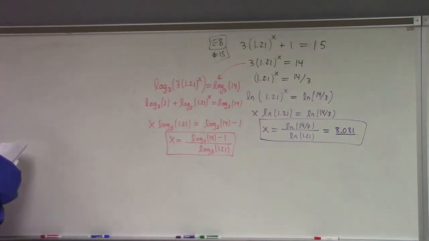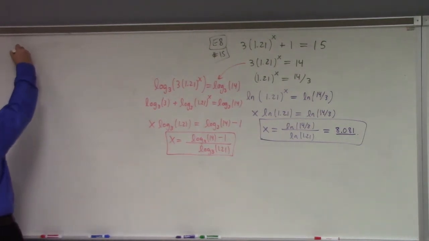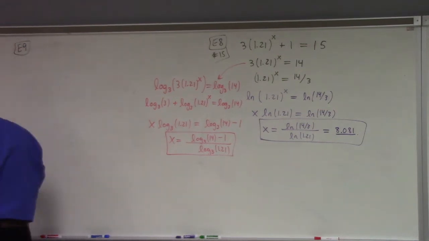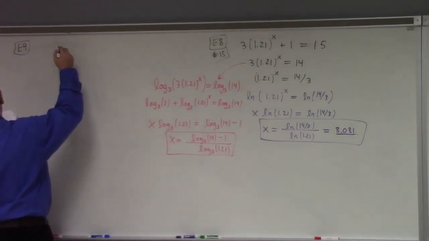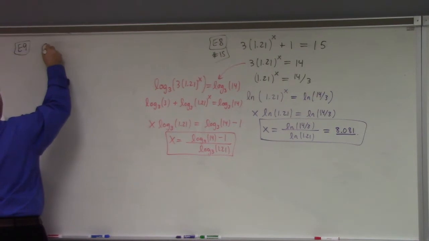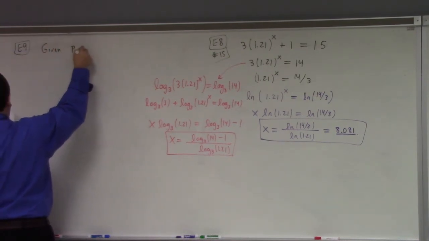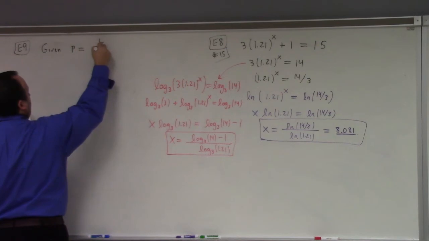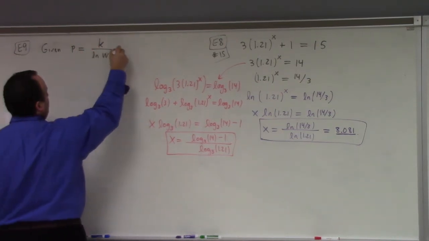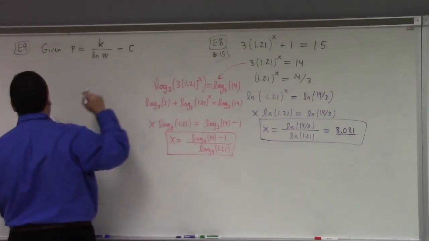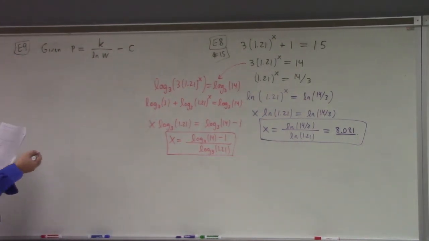So I think we solved a good swath of the equation problems in here. So I'm going to shift over and look at a couple of symbolic problems at the end. Everybody top hatted already? Let's see here. Okay, here's one. I'm given P equals K over the natural log of W minus C, all right? And it says solve for W.